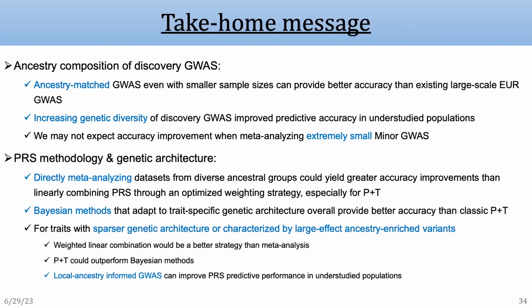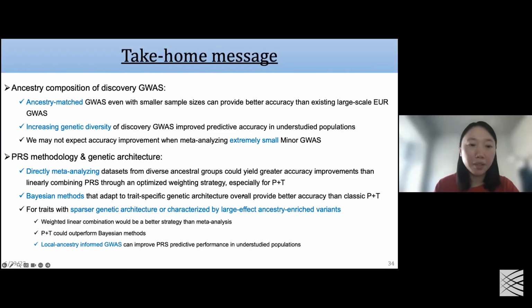And in terms of PRS methodology and genetic architecture, for the cases where we are using resources from multiple populations, we found, especially for methods such as P+T, directly meta-analyzing those datasets provides us better performance than using the linear combination through a weighting strategy. And among those different methods, we compared Bayesian methods. They are adaptive to trait-specific genetic architecture, and overall provide better accuracy than the classic P+T methods.